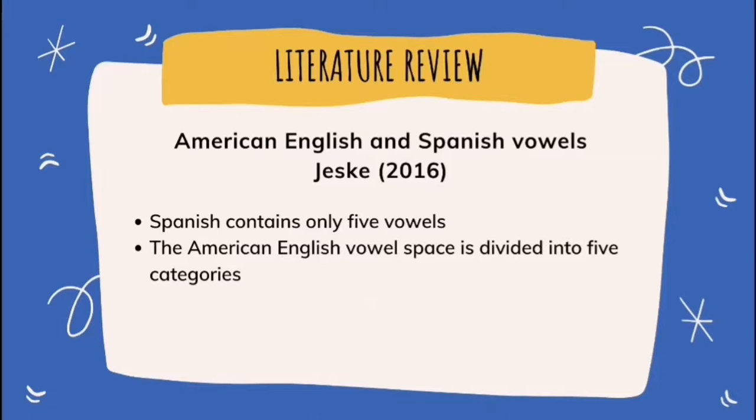Another important aspect of our literature review is the contrast between American English and Spanish vowels. This, according to JESC in 2016. Spanish contains only five vowels, two of which are front, E and I, one central, A, and two back, O and U. Unlike English, Spanish does not contrast tense and lax vowels. Then, the American English vowel space is divided into four categories: high, mid-high, mid-low, and low, and three based on the lateral movement of the tongue: front, central, and back.